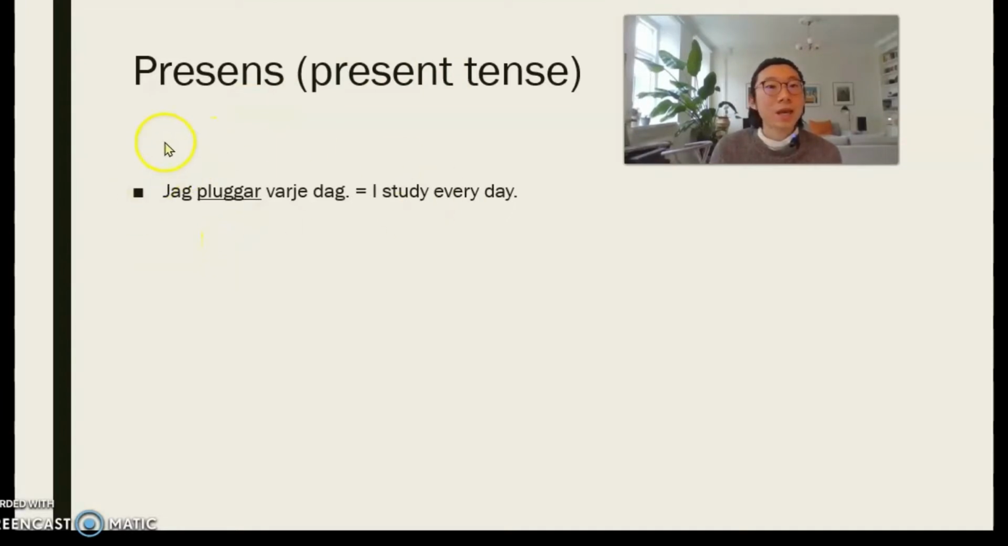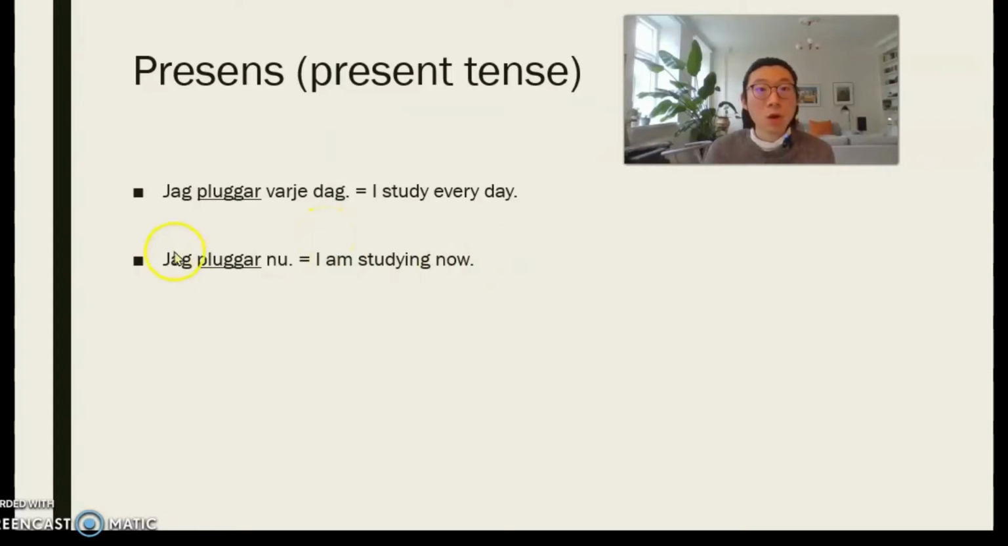In Swedish, jag pluggar varje dag. I study every day. So this first example tells us that the usage of the present tense in Swedish and in English is actually quite similar. We use the present tense to tell a habit and to tell something we usually do on a daily basis.